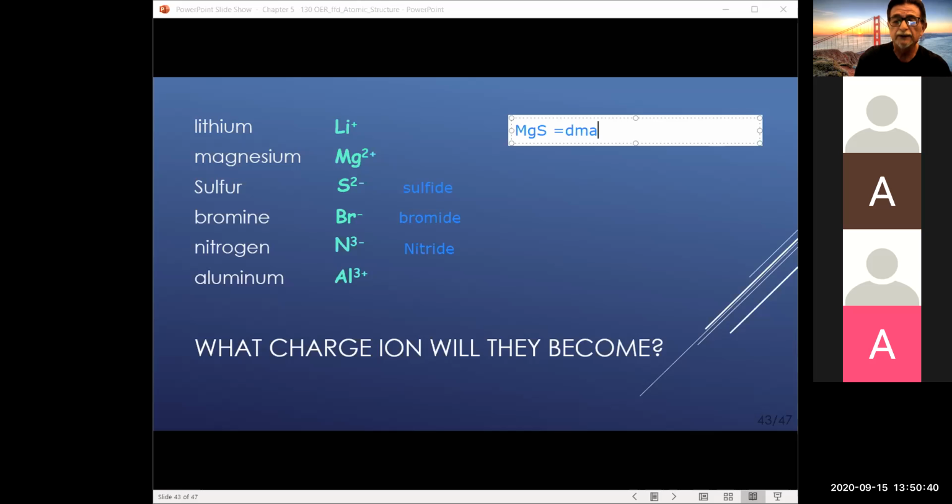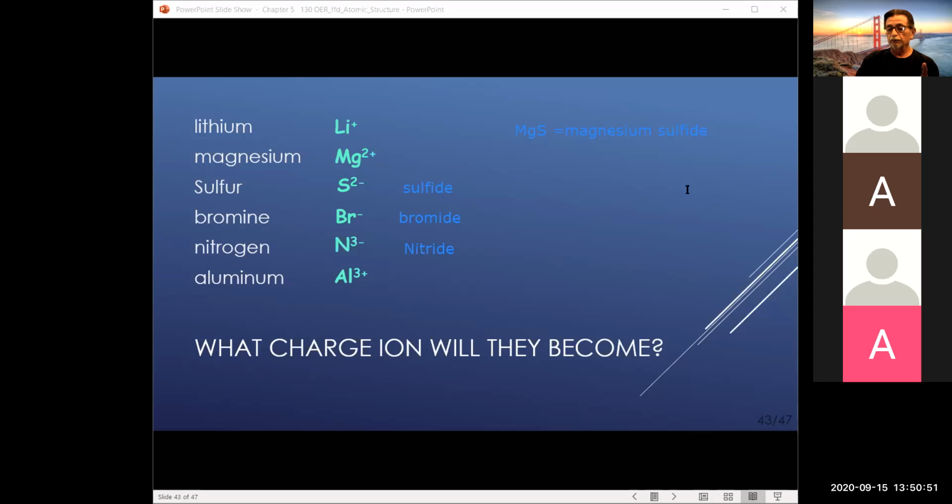Okay, so this would be magnesium sulfide, if I had to name it. Eventually, we're going to get to the point where, given the name, you work backwards to write the formula, or given the formula, give the name. Just like algebra, go one way or the other.